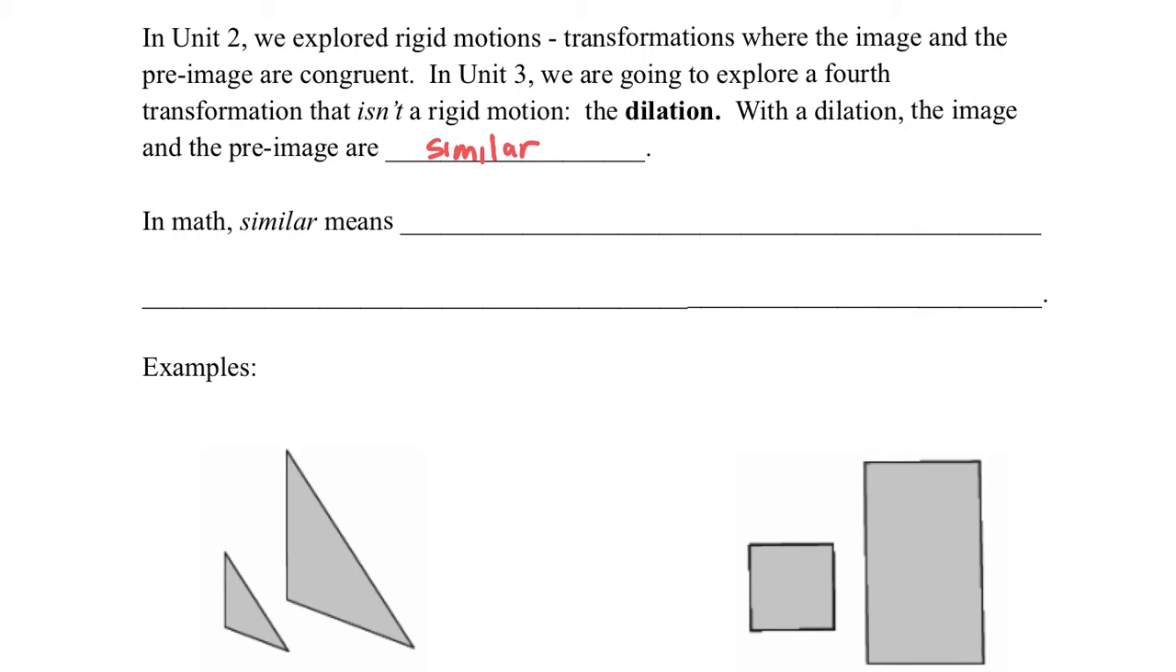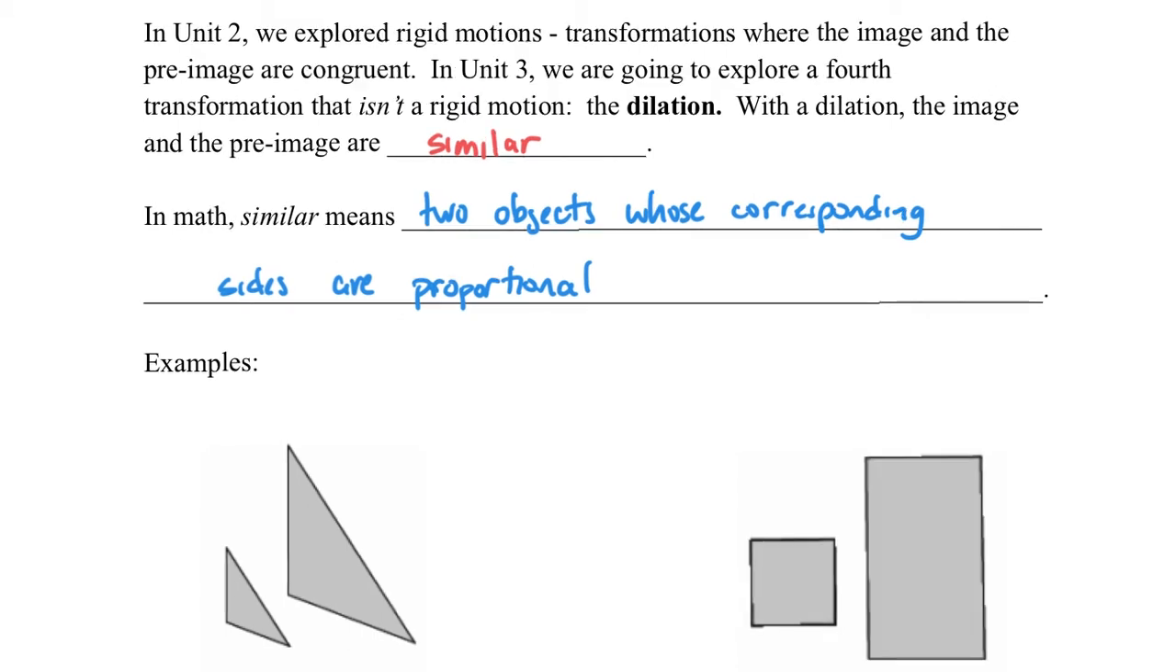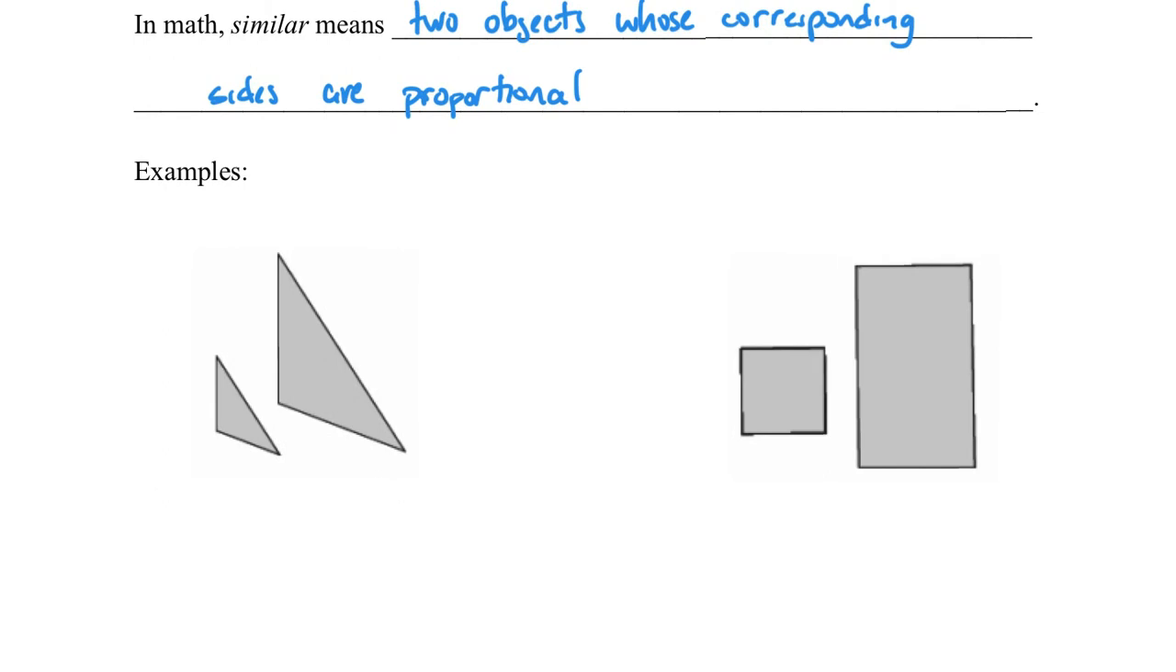In math, similar means two objects whose corresponding sides are proportional. So let's take a look here. Proportional really means that the sides of the object all got bigger or smaller by the same factor. Okay, everything got multiplied by the same amount.